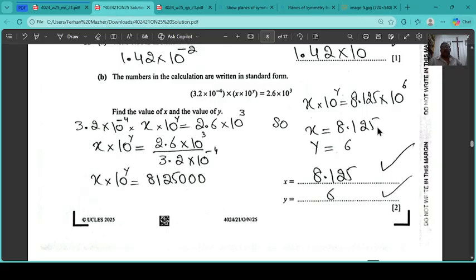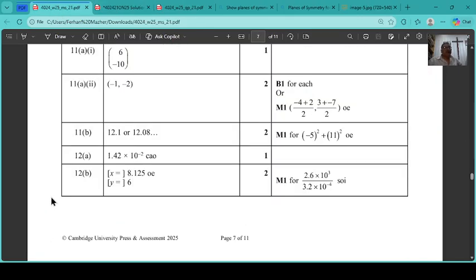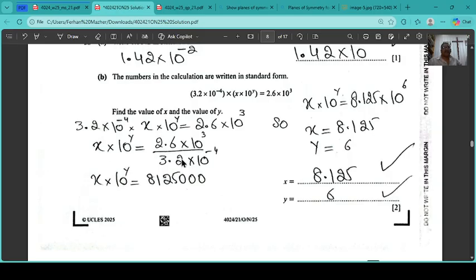So the x value is 8.125 and 10 raised to power y here and 10 raised to power 6 here. So that means y is equal to 6. I hope you understand this question. And let me check, sir. 8.125 and 6. Our answer is 8.125 and 6.